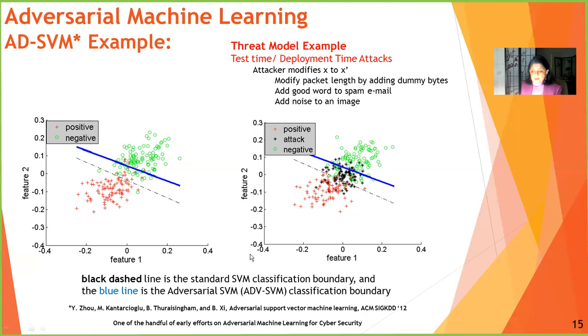But there's a problem, right? You can say, okay, so why not move this blue line right here? It would have caught all these black crosses. The problem is, as we move the blue line, some of the green circles, which are good instances, are showing up as bad instances. So we are getting some false positives. We don't want false positives. We don't want false negatives either.